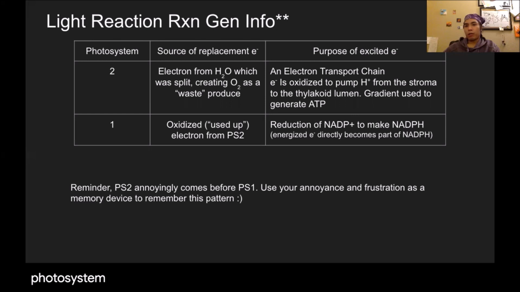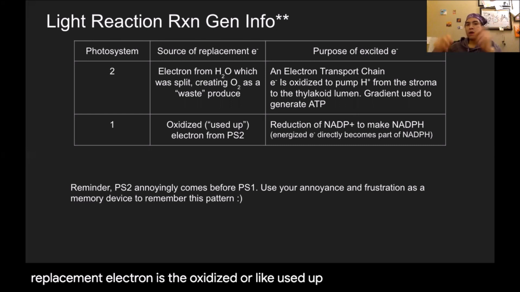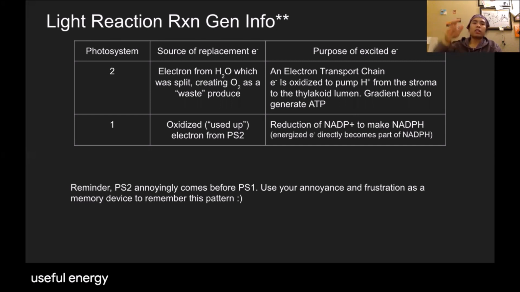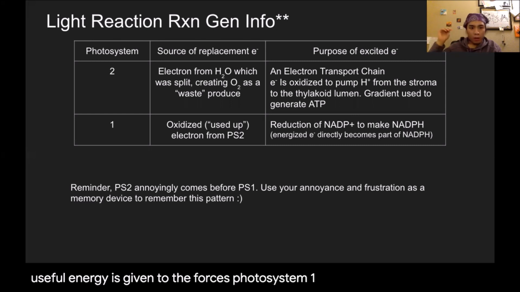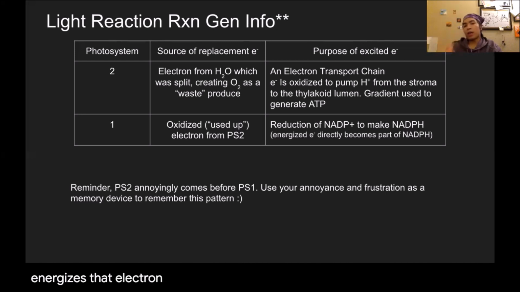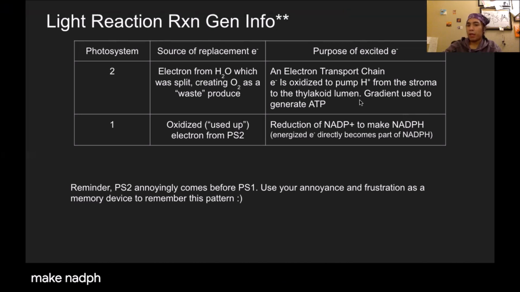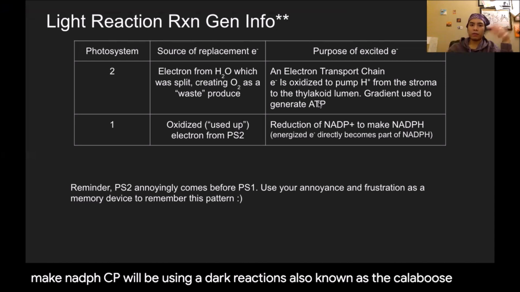For photosystem 1, which is essentially just like photosystem 2, the source of the replacement electron is the oxidized, or used up, electron from PS2. After that electron went all the way down the mini electron transport chain, it had no really useful energy, and is given to photosystem 1. A ray of light hits that, energizes that electron. Now it has energy again. And it is given to NADP plus, reducing it to make NADPH. And NADPH and ATP will be used in the dark reactions, also known as the Calvin cycle.